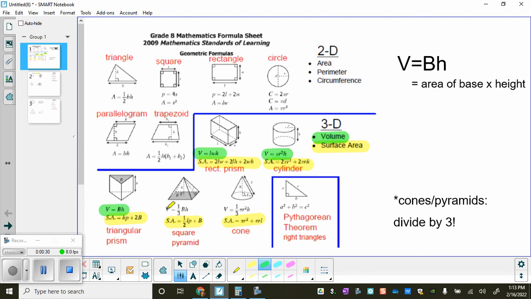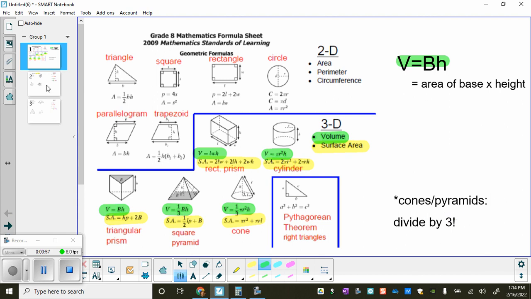Okay? Now, the first thing I want to point out for the volume of any shape is that it's just the area of the base times the height. So you're going to notice that for all of these things highlighted here in green, we take the area of the base and then we simply multiply it by the height, and we now found the volume. You'll also notice that for cones and pyramids, there's a 1/3 in the formula, so we're going to be dividing by 3 in those situations.